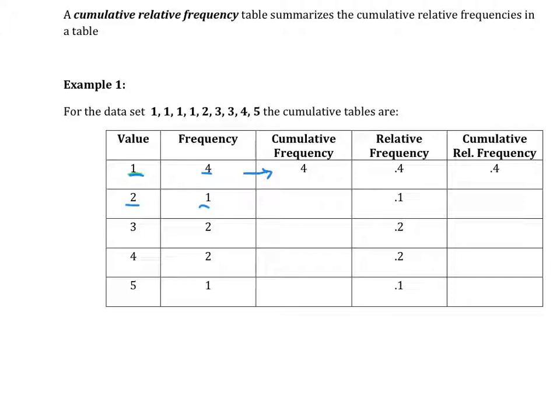So our next one, we would add 1, so we'd have 5. Then our next frequency is a 2, so we would add 2. So our next one would be 7. Then we add 2 again, because that's our next frequency. And then we add 1. And so then with cumulative frequencies, this number in the last row of your table should be equal to your population. So however many people or items you have in your population.